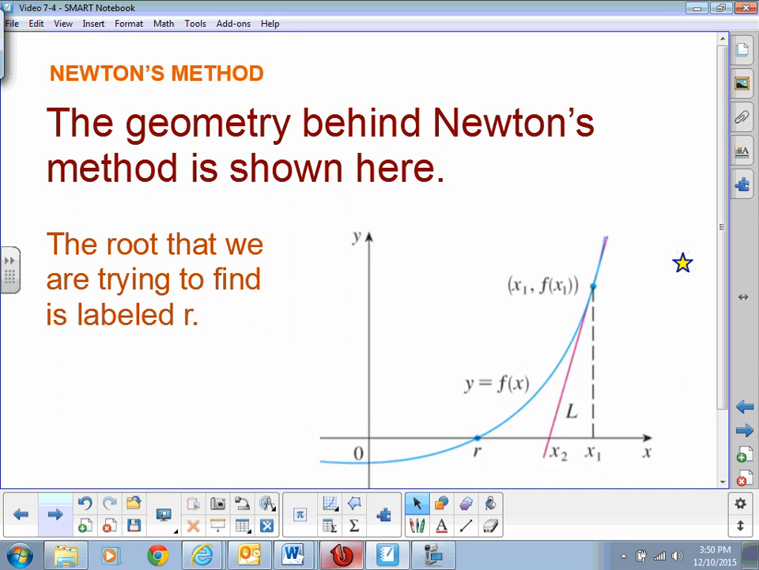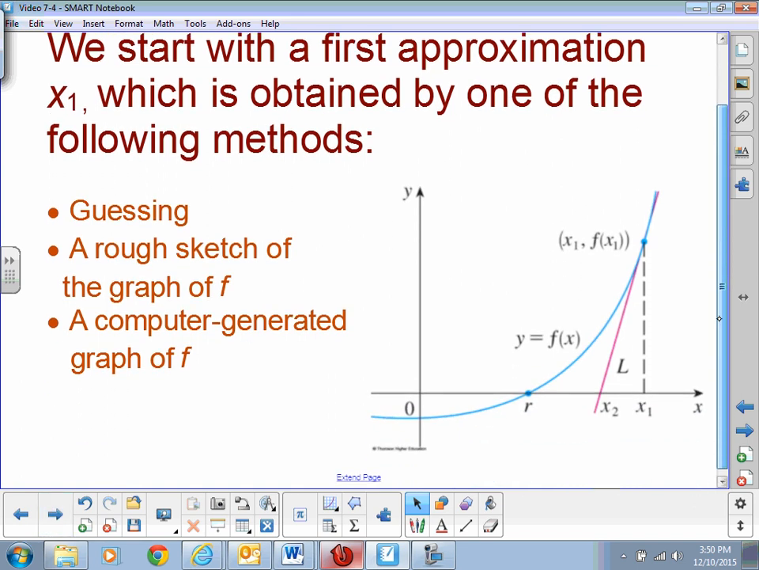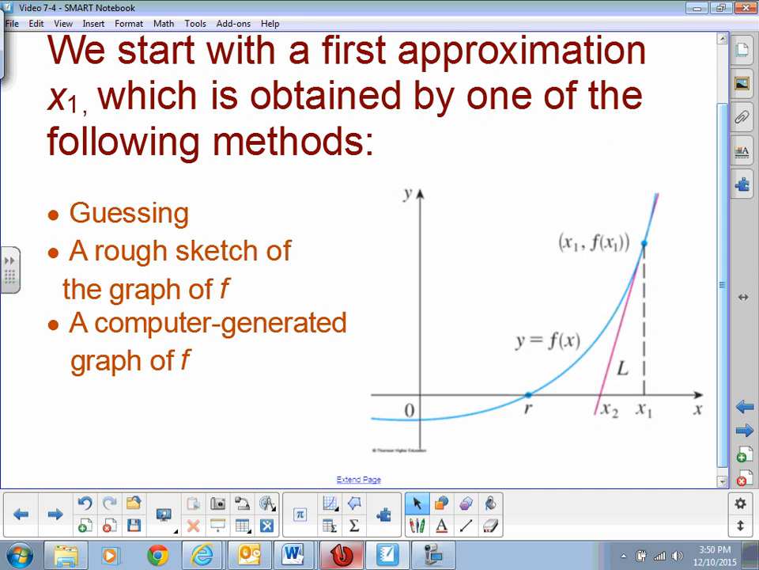Here's a visual picture of what is going on with Newton's method. You might want to pause the video and copy this picture down because it is an important one, so that you know what is really going on. What we will do is we will always have an initial guess of our root. We will just look at the graph and see roughly what the root looks like. That guess will be our x1. So in our picture's case, this is our guess right here, x1.